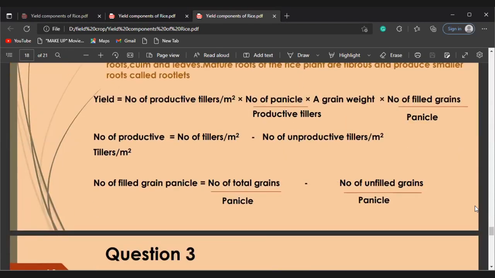Then number of filled grains per panicle means the total number of grains in a panicle, in one panicle, minus the number of unfilled grains per panicle. Yes, like the previous one. From the total, there are chaffy or unfilled ones. So to get the filled ones, you have to deduct from the total grains. Total minus unfilled is equal to the number of filled grains per panicle.